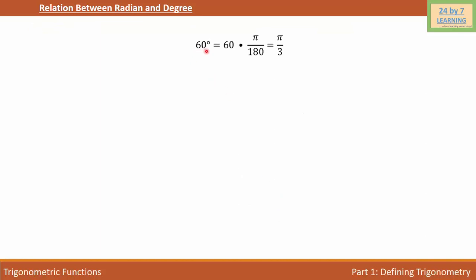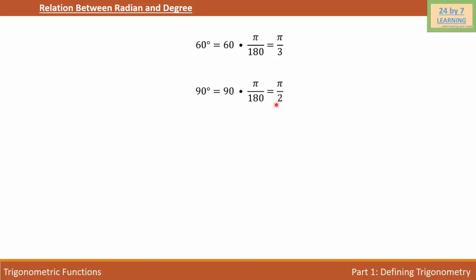Now 60 degree is equal to 60 times pi over 180, and that is equal to pi over 3. So 60 degree is equal to pi over 3 in terms of radian. In the same way, 90 degree is equal to 90 times pi over 180, that is basically pi over 2 radian.